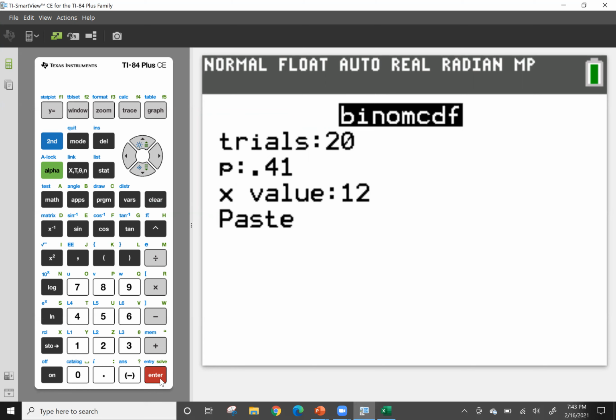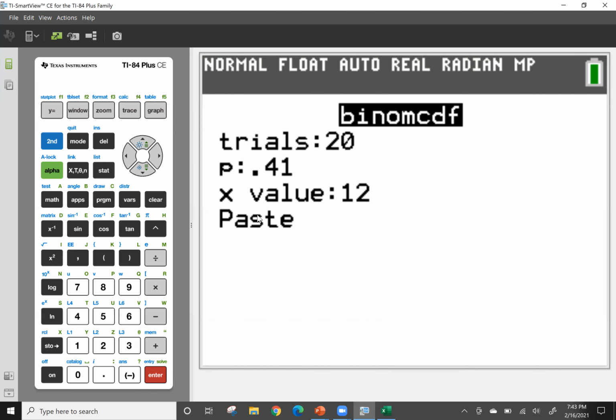So that's 0.41. We hit enter. And the X value, the value that our random variable is going to take on, is 12. Since we're using the cumulative binomial distribution, this is going to find the probability that X is less than or equal to 12. So I'm going to hit enter one more time.